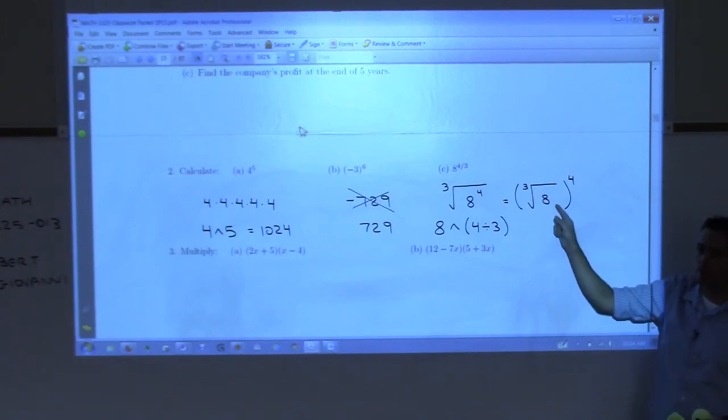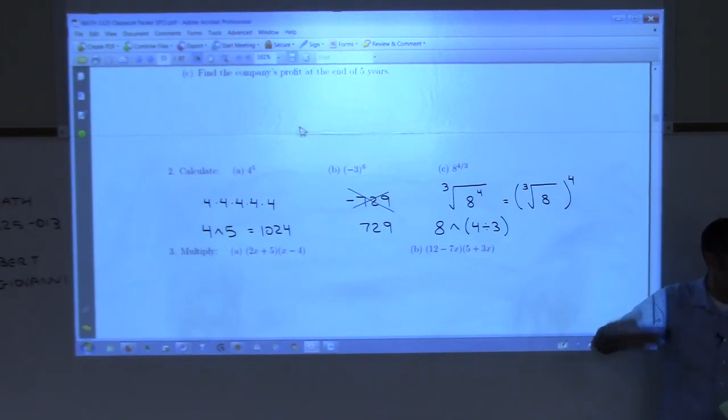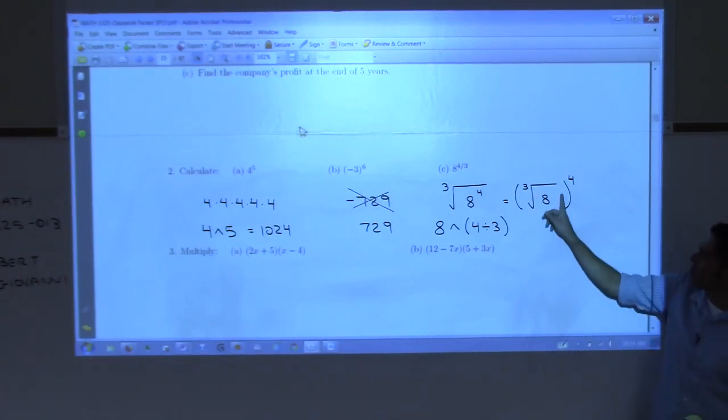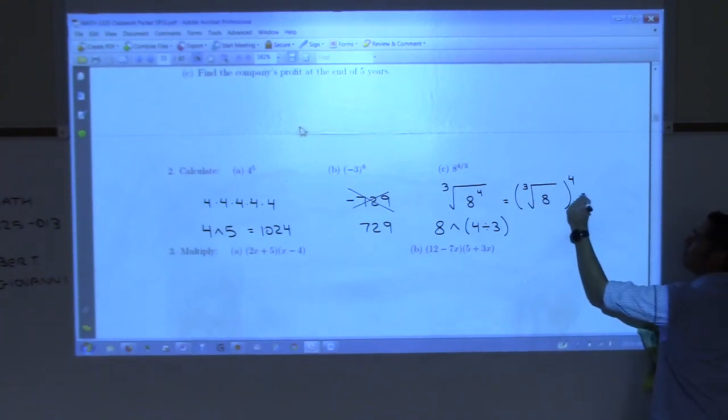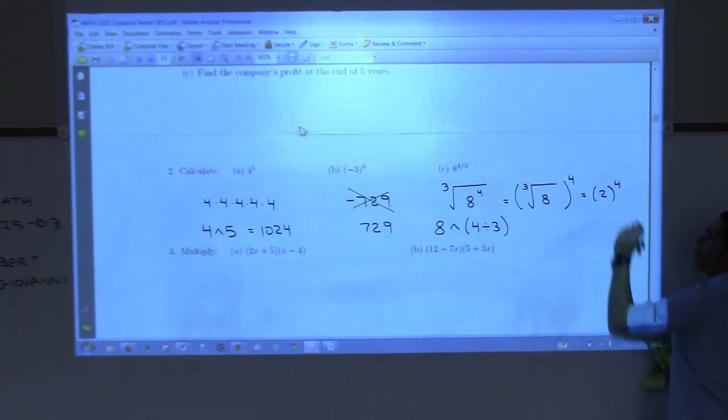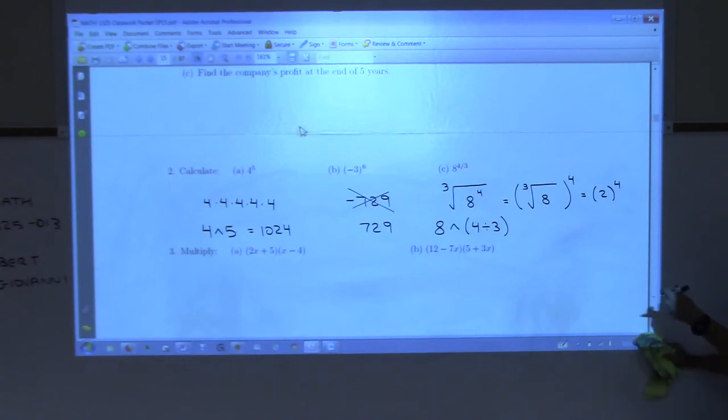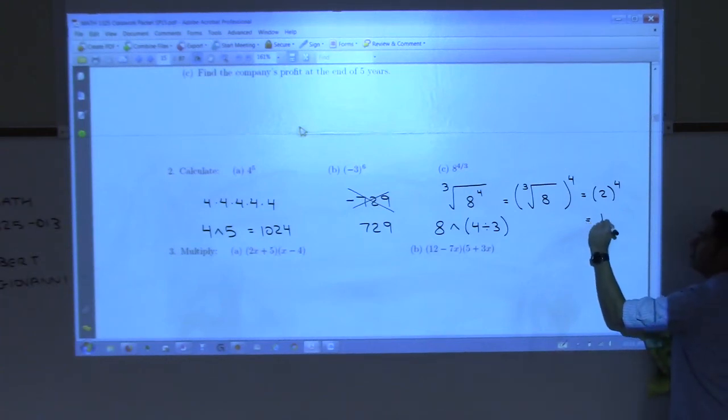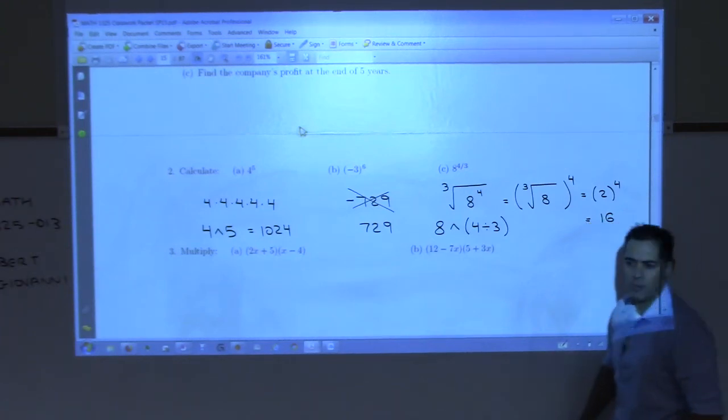And this is easier to do. Because what's the cube root of 8? 2, right? What number times itself 3 times gives you 8? So this inside is 2. So this becomes just 2 to the 4th power. And 2 to the 4th power, 2 times 2 times 2 times 2, is 16. So you get the same result.